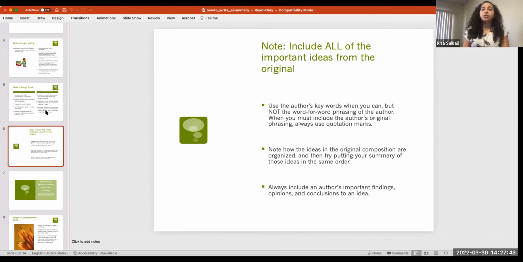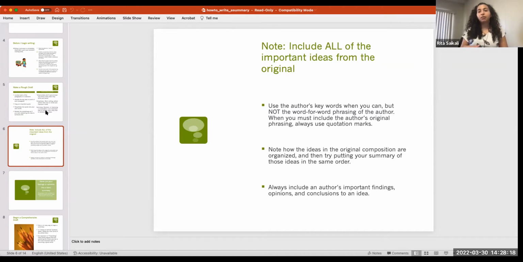All right. So note, include all of the important ideas from the original. So look at the summary or look at your text and think, okay, so what is important? And include anything that you think is important in the summary. So you can use the author's keywords when you can, but not word for word phrasing of the author. You have to learn to use your own words. Oftentimes, if you're taking a test, then they have those paraphrases for you. You typically just have to select the right one.